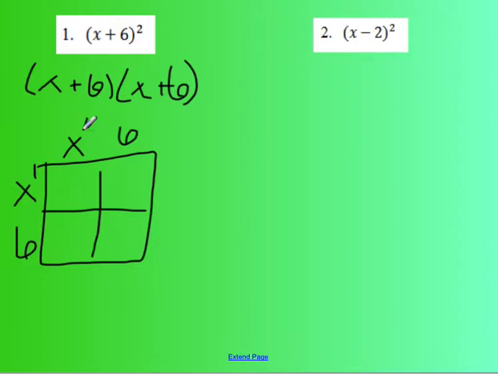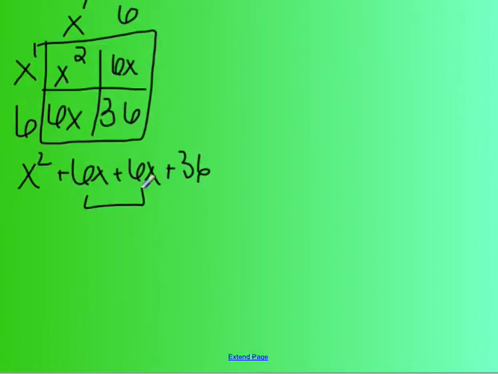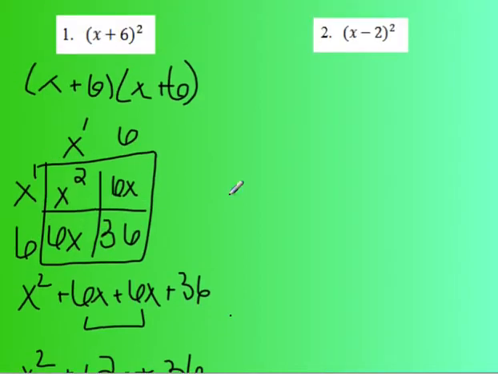So x to the first times x to the first, 1 plus 1 is 2, so x squared. 6 times x is 6x. 6 times x is 6x. And 6 times 6 is 36. So we have x squared plus 6x plus 6x plus 36. Now we can combine our middle two terms, and we get x squared plus 12x plus 36. And that's it. That's all that's new about this. You're not learning something really different. The biggest thing is that you remember it's the same thing being written twice.